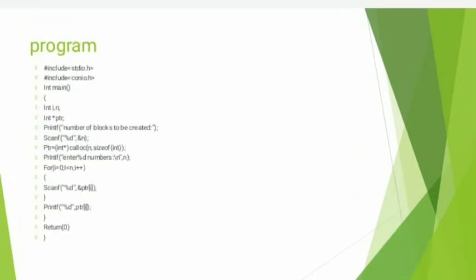Here in this program the integer values are i and n, and we use a pointer also to hold the address of the variable. Pointer is equal to (int *) calloc(n, sizeof(int)). Here we print the number of blocks to be created and enter the numbers. We can use a for loop to read the values and print them. This is the program for the calloc function.